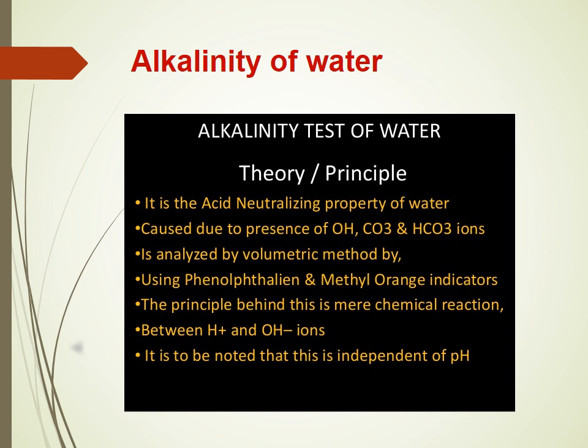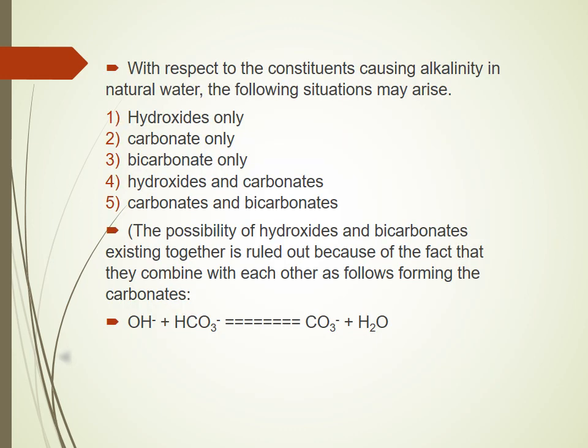So various kinds of impurities are present in the water which cause the alkalinity of the water, that is, the increase in the concentration of OH⁻ ions. Now, depending upon the anions present in the water that are responsible for the alkalinity, alkalinity is classified into three types: bicarbonate alkalinity, that is due to HCO3⁻ ions, then carbonate alkalinity due to CO3²⁻ ions, and hydroxide alkalinity, that is due to OH⁻ ions.